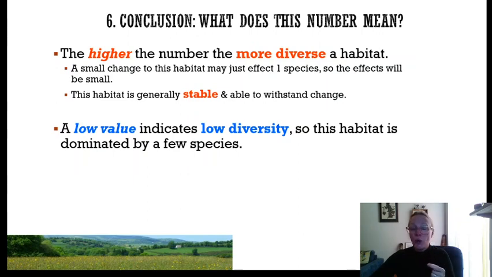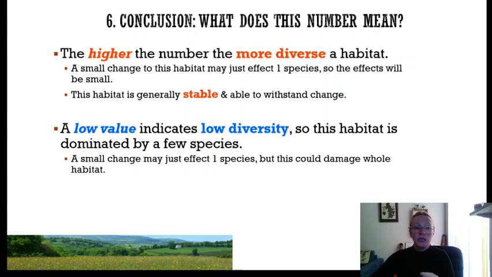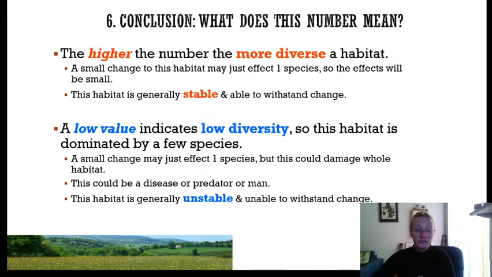If you've got a low value, if you've got a low diversity, then it means if you have just a small change, that could affect one species, but that one species could potentially dominate that area, and that could have a catastrophic effect on the entire habitat. So the habitat itself is actually unstable, and it means that it's susceptible to things like disease, to predators, to man, to pollution and things like that. And it's unable to withstand that change.